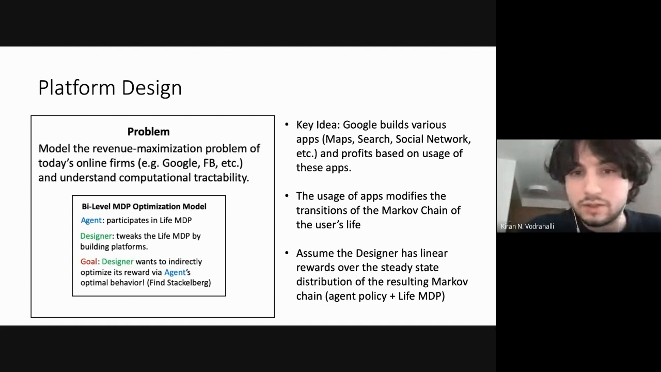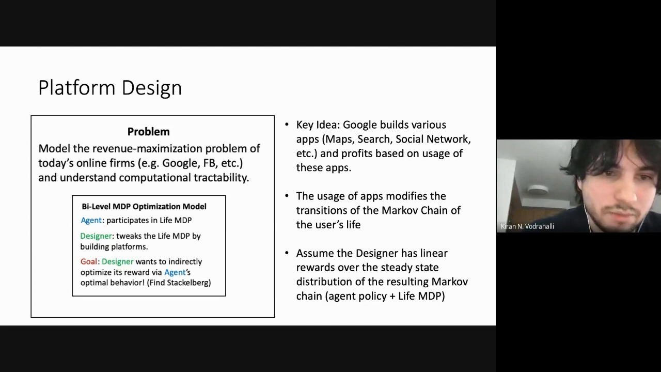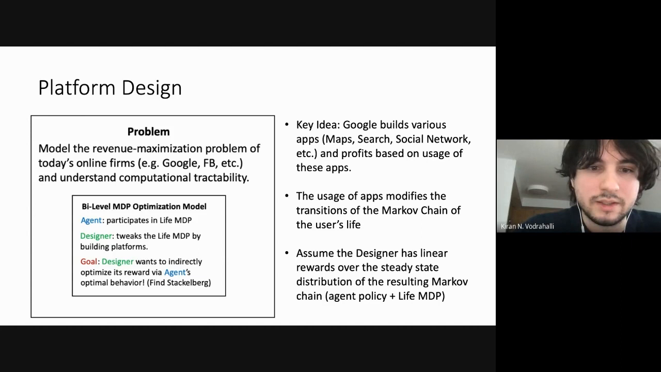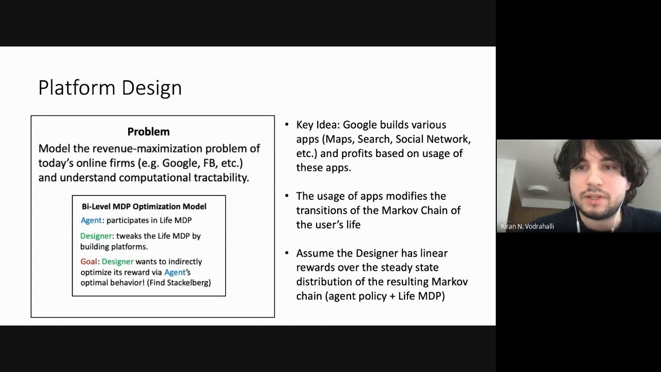So basically, we're modeling the revenue maximization problem of today's online firms as a bi-level MDP optimization problem. And the designer wants to indirectly optimize its reward via the agent's behavior. And this is basically the question of finding the Stackelberg equilibrium in this one round Stackelberg game. So we're going to particularly look at the computational tractability of this question.